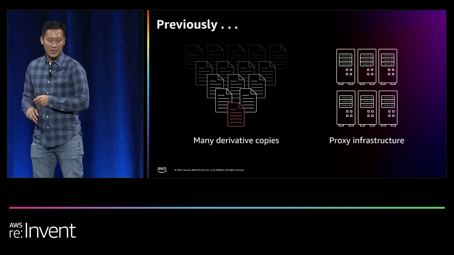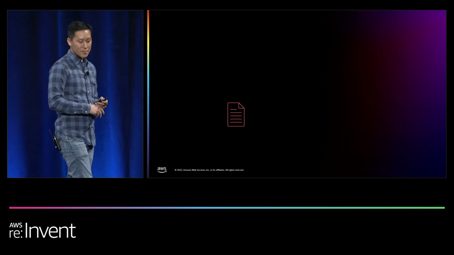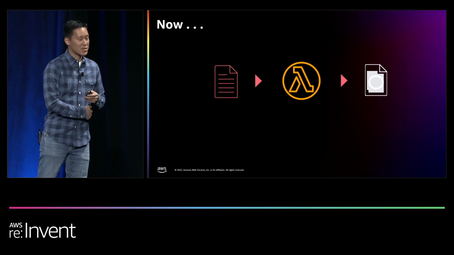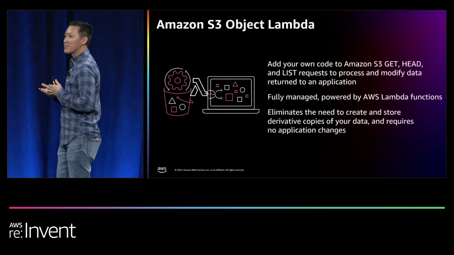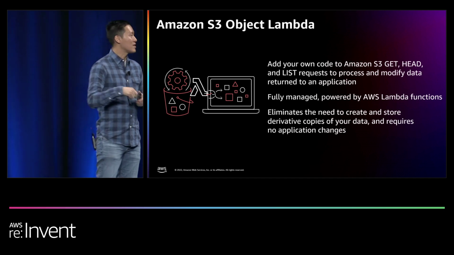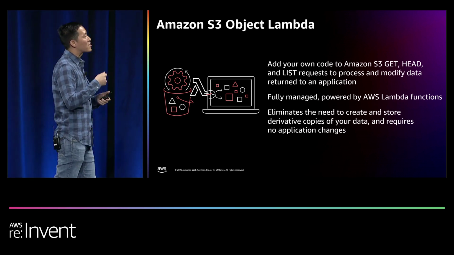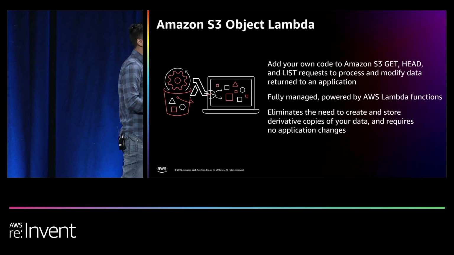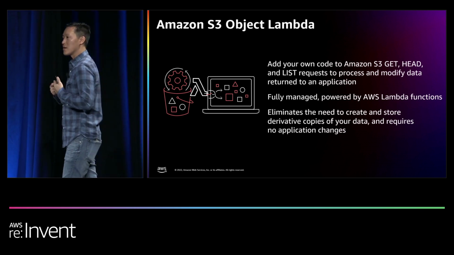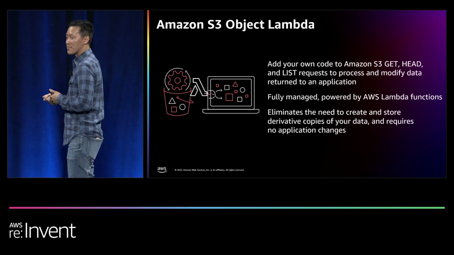What S3 Object Lambda does is allow you to do this inline. And we'll talk a little bit about what that looks like. With S3 Object Lambda, you can actually invoke a Lambda function inline for, let's say, that GET request. It also includes head and list, which we just released last month. But the idea here is you can write code or business logic within your Lambda function.